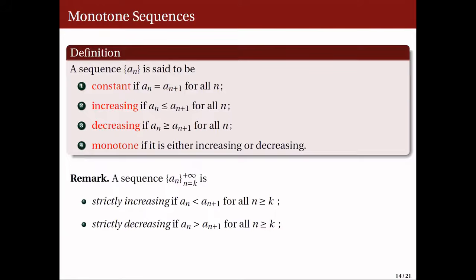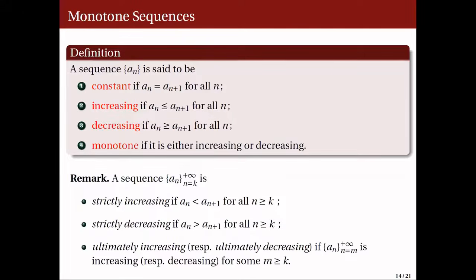Also, a sequence is said to be strictly increasing if a sub n is less than a sub n plus 1 for all n greater than or equal to k. In other words, the consecutive terms are strictly increasing if the next term is strictly greater than the previous term. Similarly, a sequence is said to be strictly decreasing if a sub n is greater than a sub n plus 1 for all n greater than or equal to k.